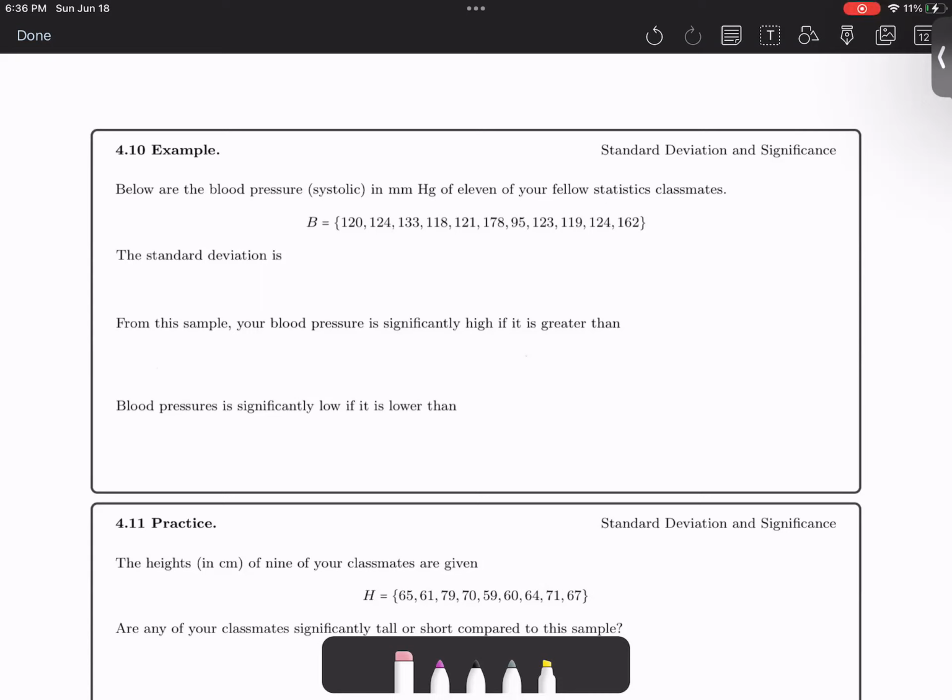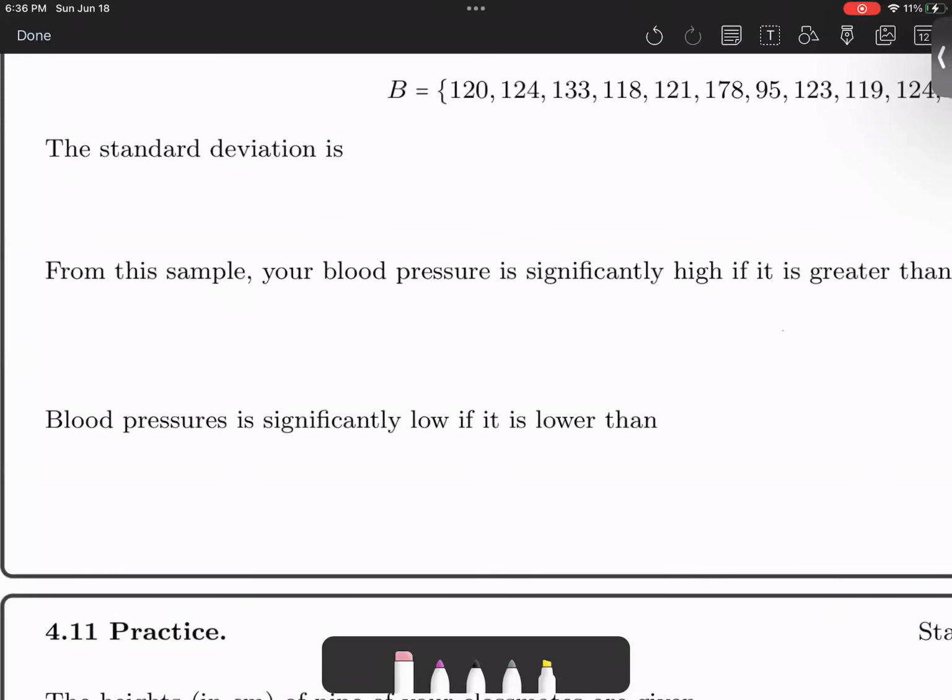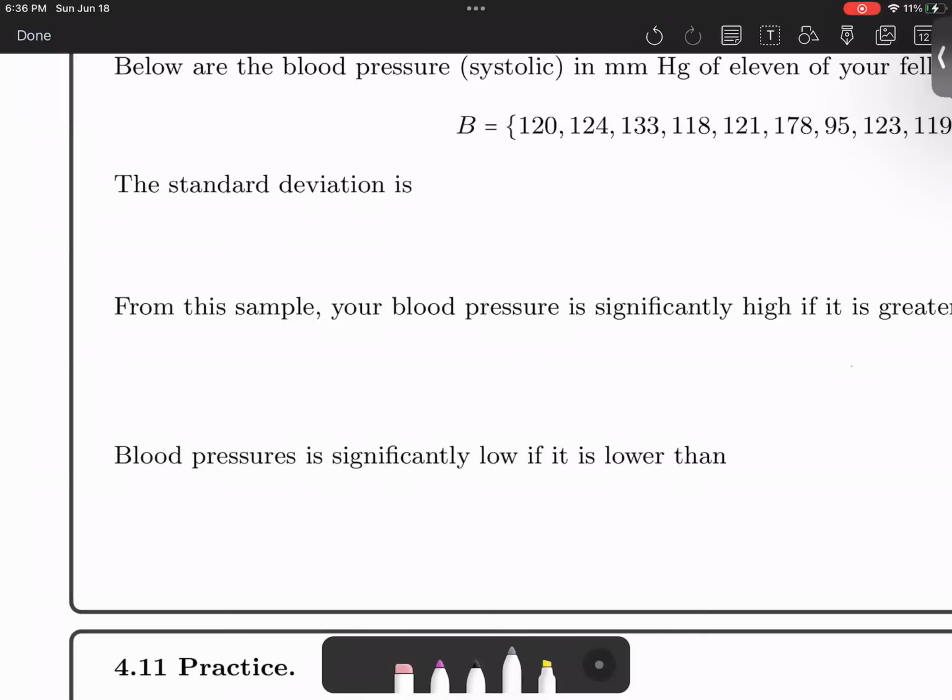Let's say that we collect the systolic blood pressure, measured in millimeters of mercury, of 11 of our fellow classmates. Let's find the standard deviation. So, reminder, the standard deviation is the sum of the x values. In fact, in this case, that data set's called B, so maybe let's choose B values.